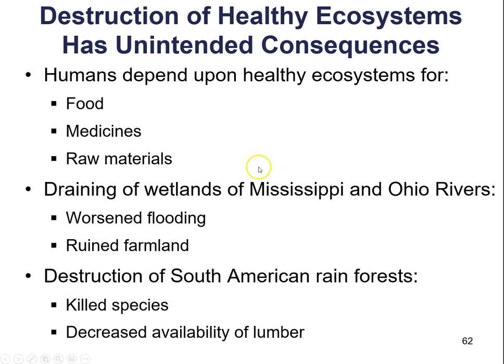It says here too, if we talk about changes in the ecosystem, right? Draining of the wetlands of the Mississippi and the Ohio rivers. When that happened, it basically worsened flooding. That flooding then ruined farmland. And so again, you can see how destruction of a certain ecosystem then has these sort of downstream effects. Okay. Again, destruction of the South American rainforest killed certain species and decreased the availability of lumber.